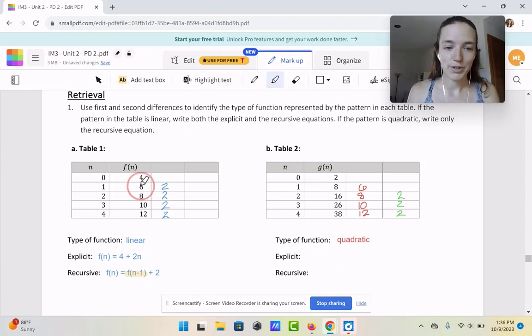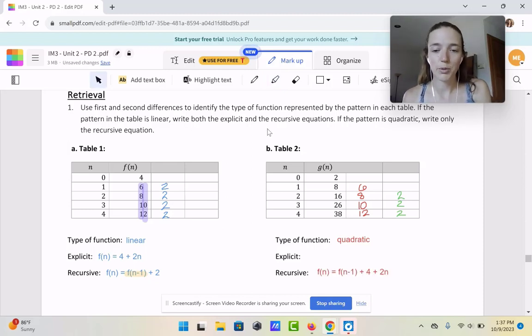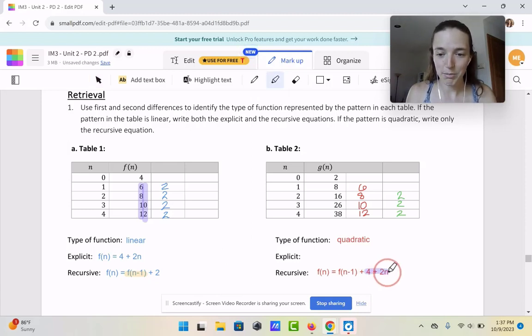But maybe you noticed those numbers appeared somewhere else. So it kind of looks like what we're adding here is not a number. We're not adding a constant each time. We're adding basically a linear. It's like changing. We're adding 6, then 8, then 10, then 12, etc. So to write the equation, like I said, f of n equals f of n minus 1. And then instead of a number, we add on a linear equation.